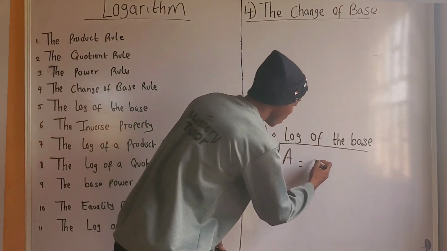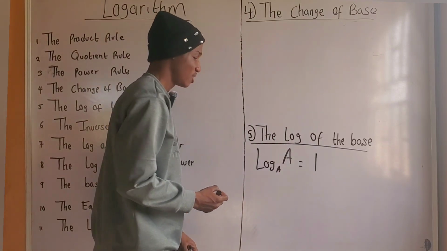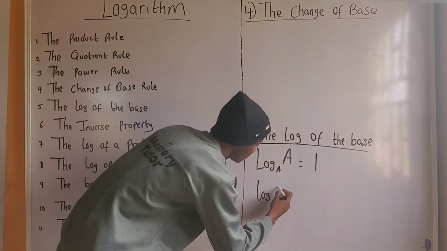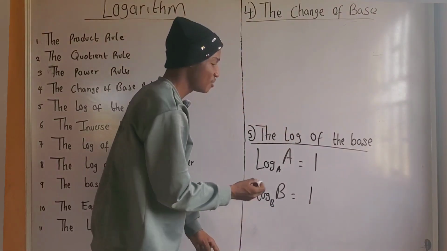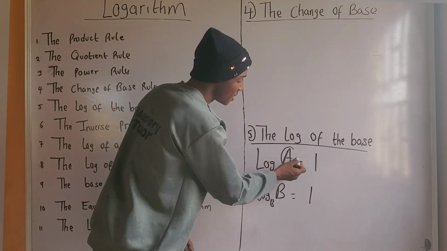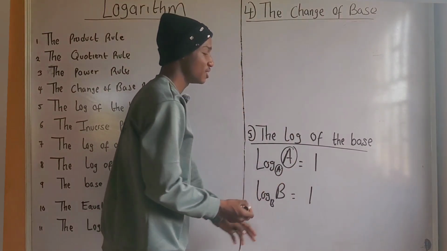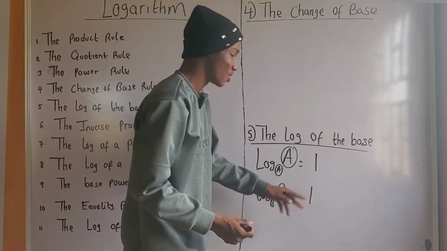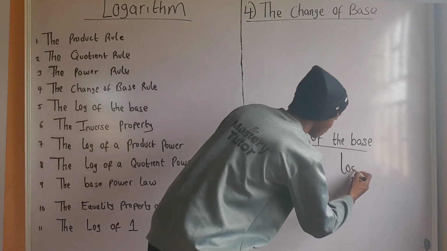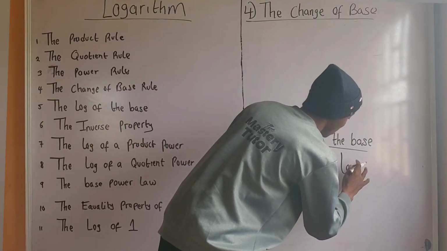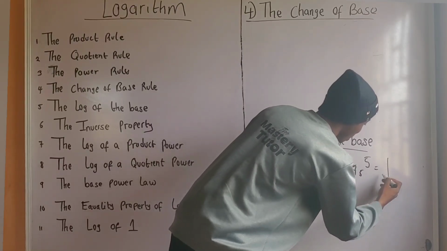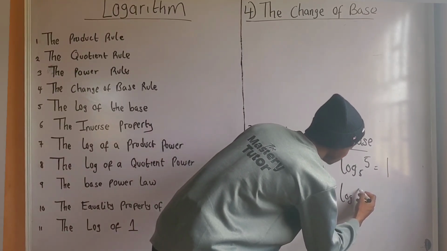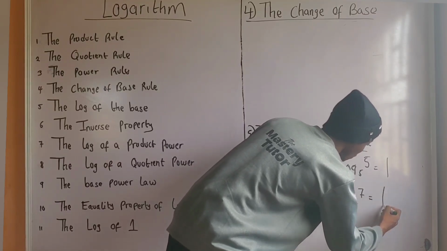The answer here will be 1. Do you understand? Log B base B, the answer will be 1. Anytime what you have here is the same as the base, the result will be 1. Do you understand? Okay, now let's say you now have log 5 base 5, the answer will be 1. Log 7 base 7, the answer will be 1.